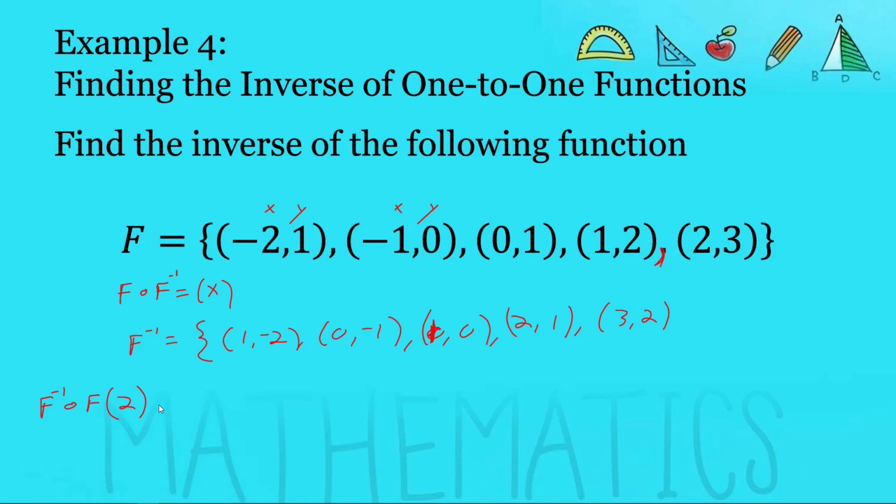All right. Well, that's going to be f inverse evaluated at f of 2. Well, f of 2 is 3. Okay, and that will give us f inverse of 3, which will in turn give us 2. So basically, to find the inverse of an ordered pair, all you've got to do is switch the order of the ordered pair, and you're good to go.